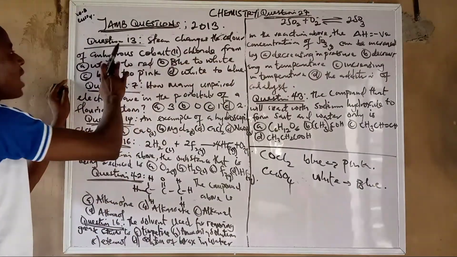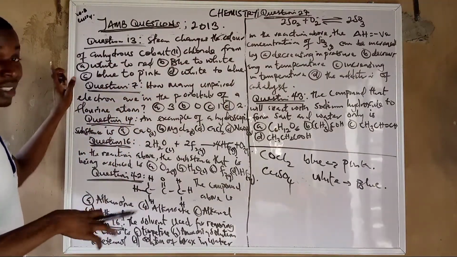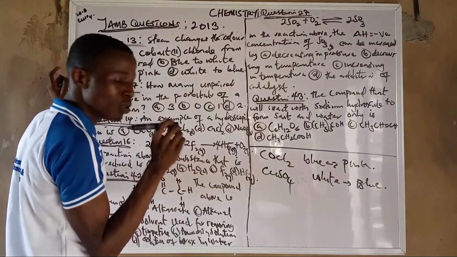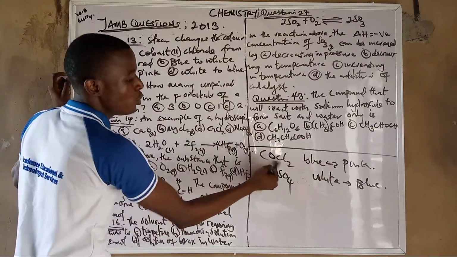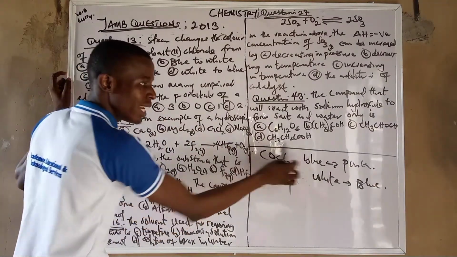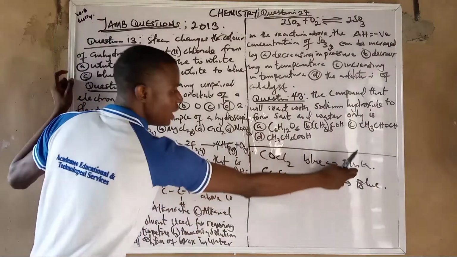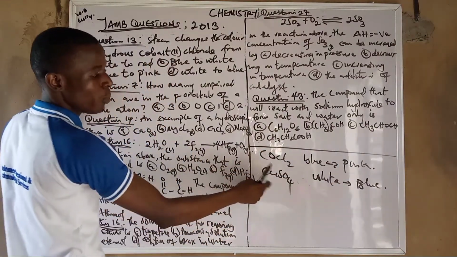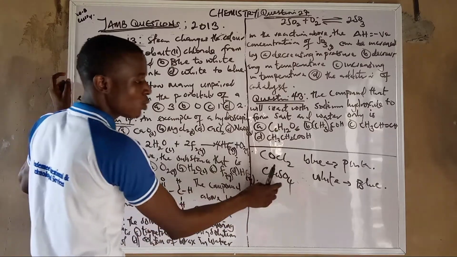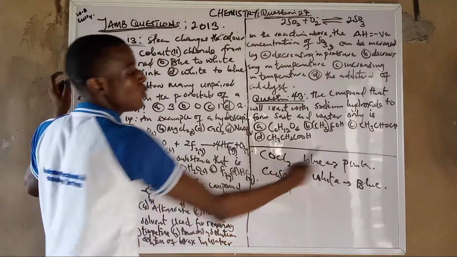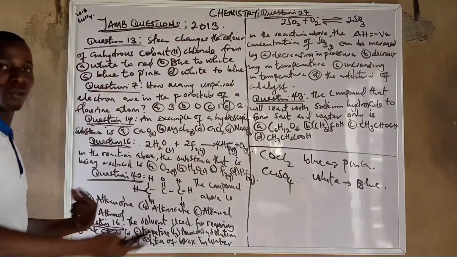So from this question, steam changes the color of anhydrous cobalt-2 chloride from... Mind you, as I said, we have just two tests for water. The one for cobalt-2 chloride: the color of the cobalt-2 chloride is blue, and when water is added, it changes to pink. The second test is copper-2 sulfate. The color of this copper-2 sulfate is white. When water is added, it changes to blue, to show the presence of water.